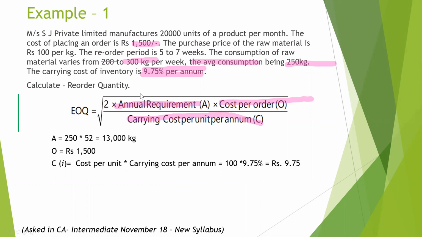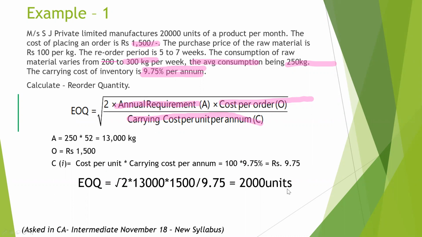Once we have identified all these three components of the equation, the question is really simple after that. We just have to put all these three figures in the equation and get the answer. The answer comes to 2,000 units. That is, at 2,000 units, the ordering cost and the carrying cost will be minimum.